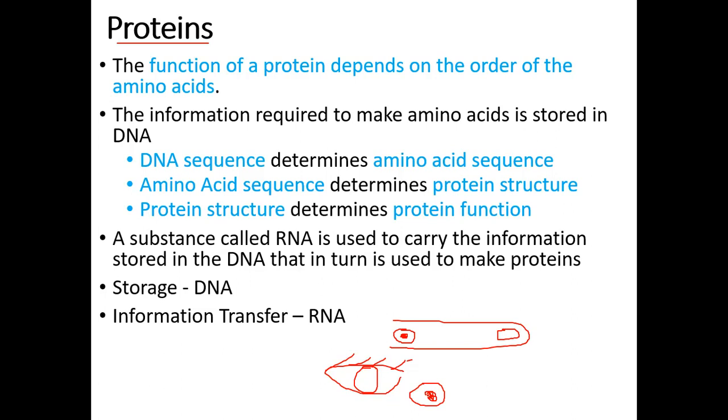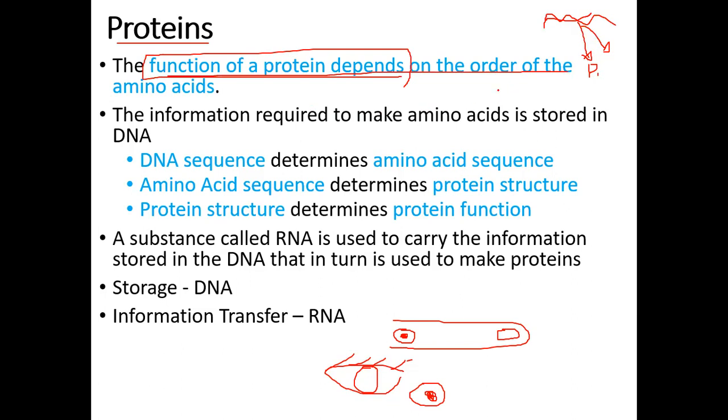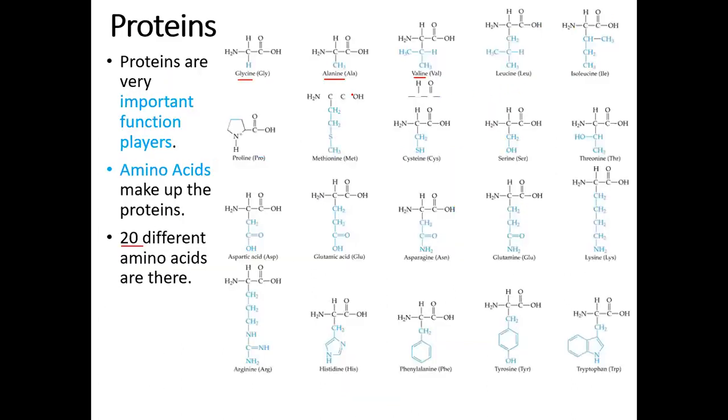So the function of a protein would depend on the particular gene expressed. Different genes express different proteins. So if this is a gene, in the expression process, proteins are created. These proteins would depend on the order of the amino acids. These proteins are built up of amino acids, these 20.